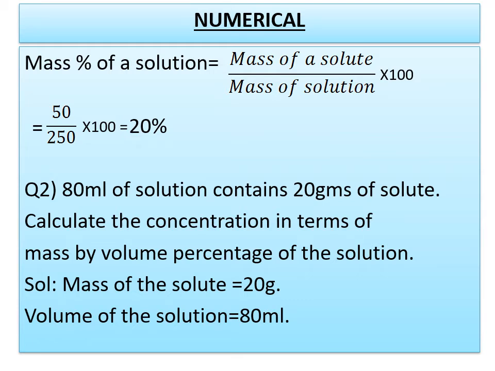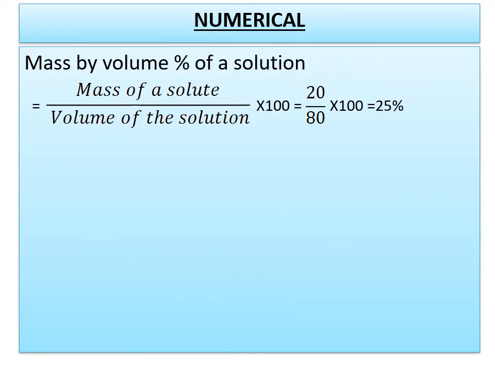So coming to the next question, 80 ml of a solution contains 20 grams of solute. Calculate the concentration in terms of mass by volume percentage of the solution. Mass of a solute is 20 grams here and volume of a solution is 80 ml. So mass by volume percentage of a solution, we know the formula as mass of a solute by volume of a solution into 100. Here in this question, mass of a solute is given as 20, volume of a solution is 80, into 100. 0 gets cancelled, 2 ones are 2, 4 twos are 8, so you are left with 100 by 4. That gives you 25%. So I hope you have understood this sum also.